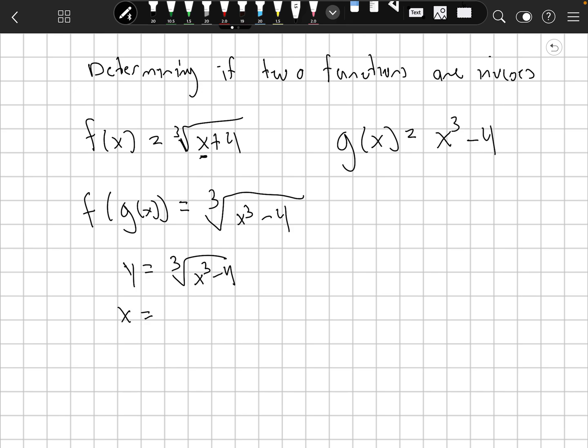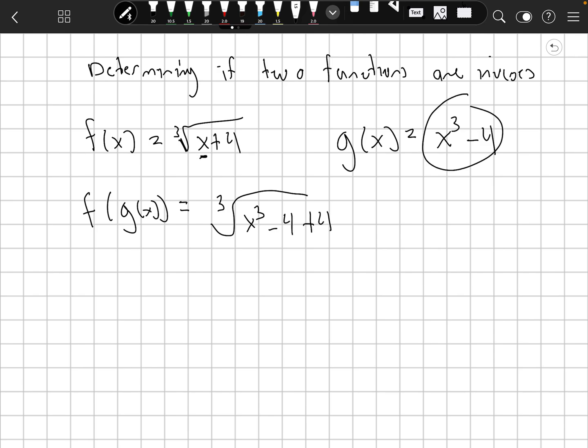Determining if two functions are inverses, I just have to see what I get when I put one inside the other. I'm sorry. Let's try this again. So we're going to take the cube root of x cubed minus 4 plus 4. So we're taking g right here, and we're putting it in right there. So let's see what happens with this. Well, we can simplify the minus 4 and the plus 4. They cancel out. And we get the cube root of x cubed, which is just x.